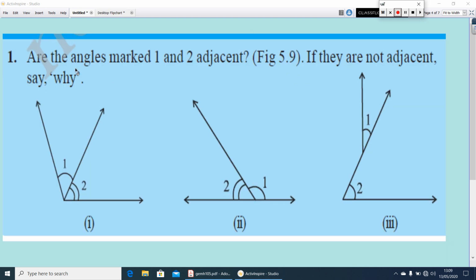Here is a question for you. Are the angles marked 1 and 2 adjacent? In all the cases, angle 1 and angle 2 are marked.